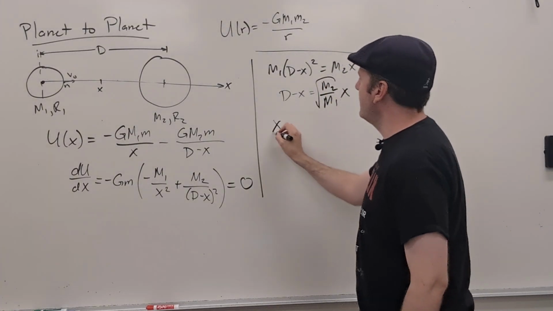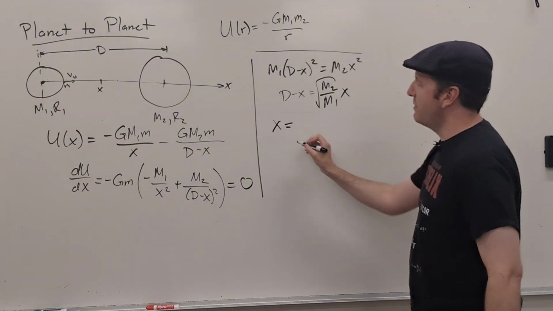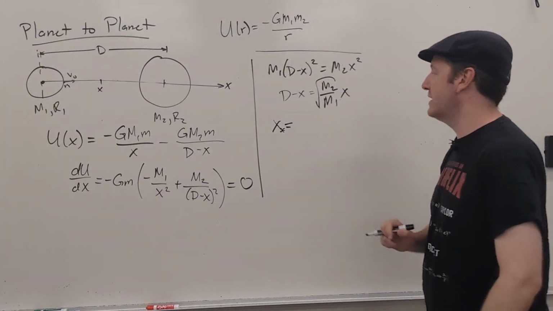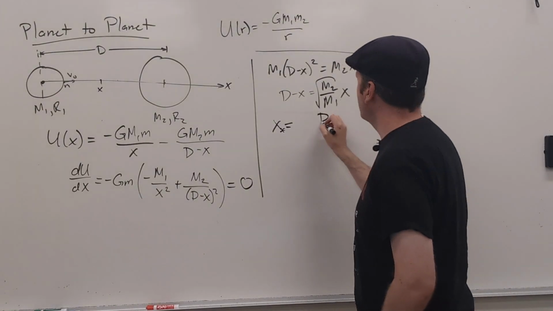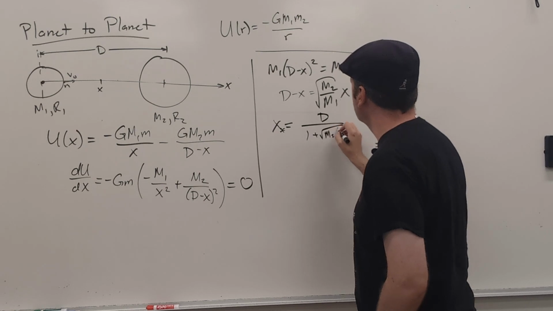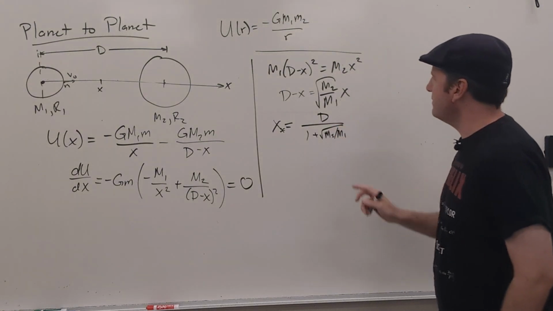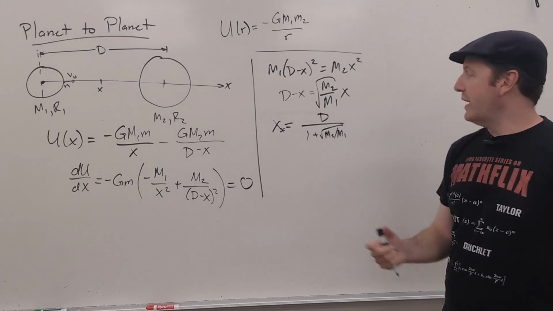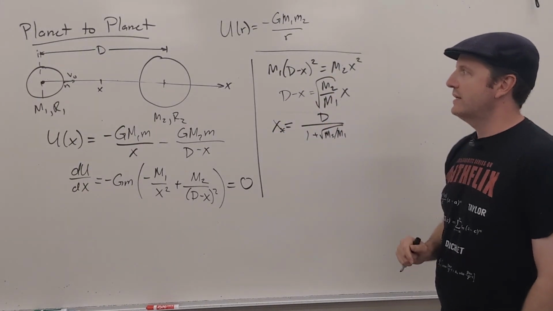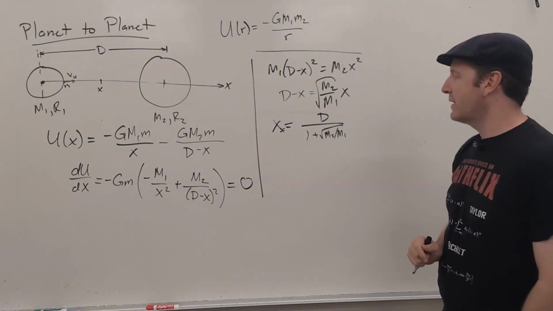And then with very little extra effort, we can find this x. Maybe I'll call it x star or something to indicate it's the special point where the potential energy is maximized. And that'll be d over 1 plus this square root. Okay, so there is the position of maximal potential energy.